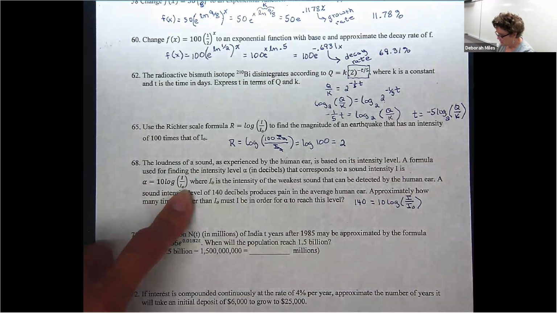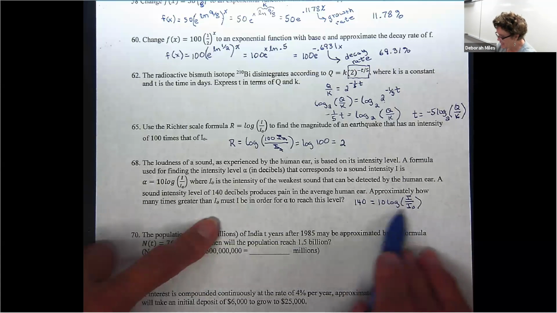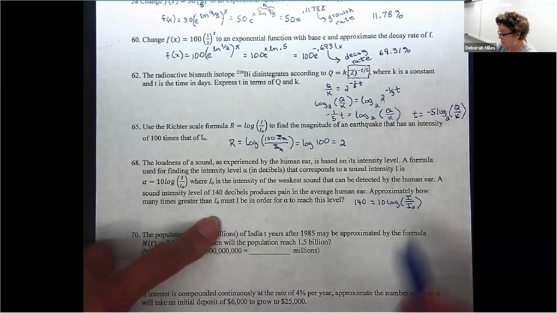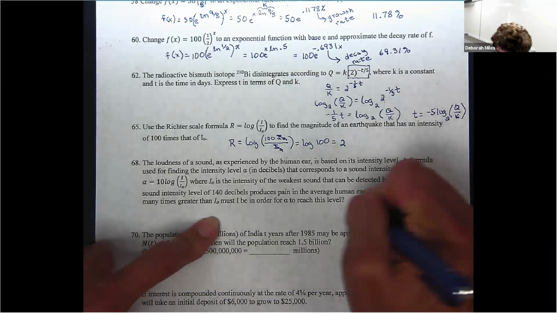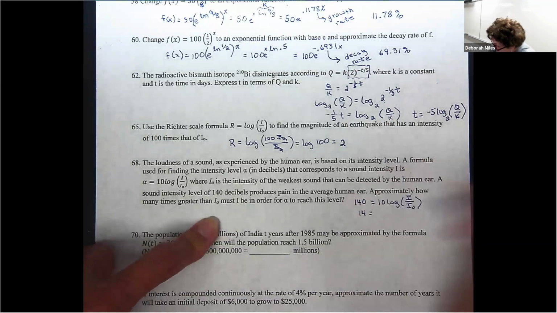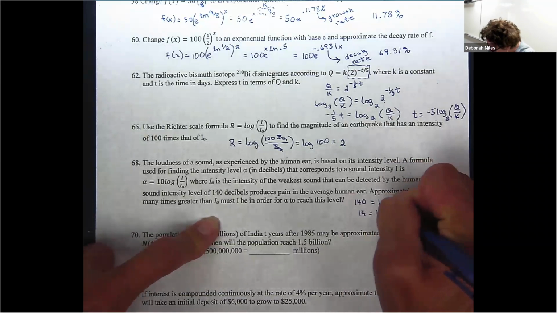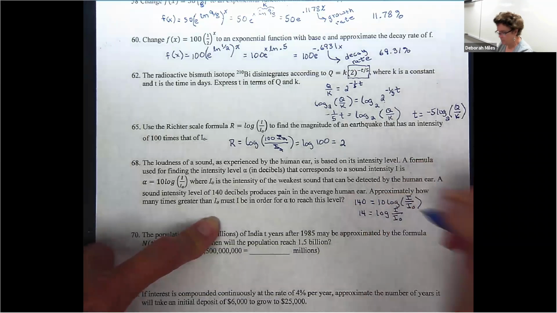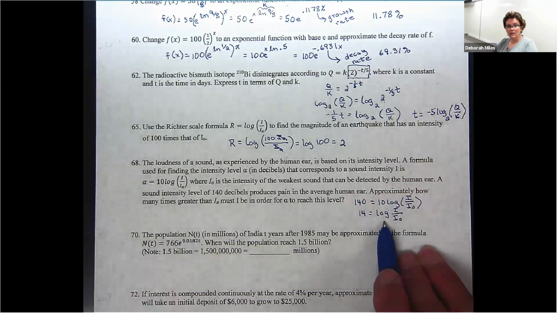If we're solving this logarithmic equation, first I need to get the logarithmic expression by itself. I'm going to divide both sides by 10. 14 equals log of I over I sub 0. And then how do I unlog base 10 something?